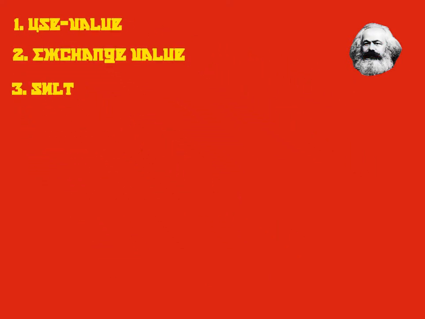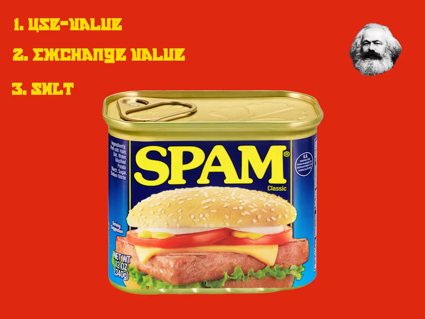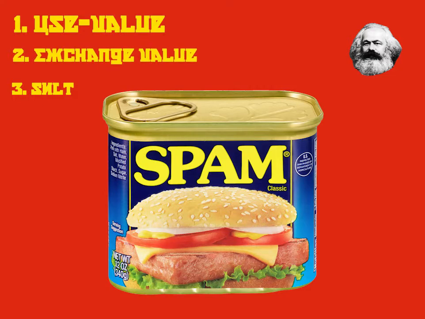Marx starts with the claim that capitalist societies are nothing more than an immense collection of commodities. To make sense of this, though, we first need to understand what a commodity is. Theoretically, any object made under capitalism would qualify, but for the sake of simplicity, we're just going to take one as a case study. Say, spam. In order for something to be a commodity, it needs to have a use value and an exchange value.